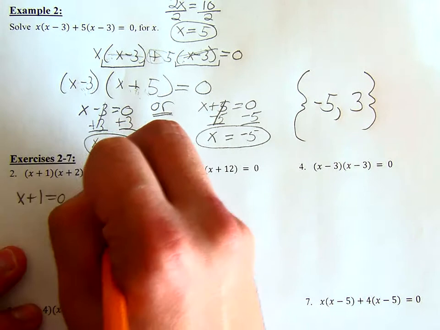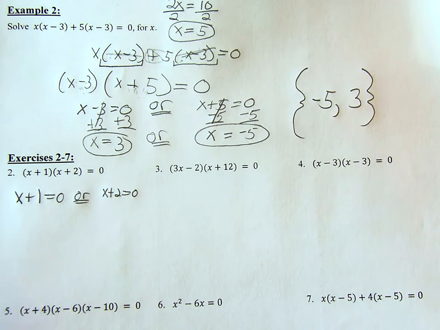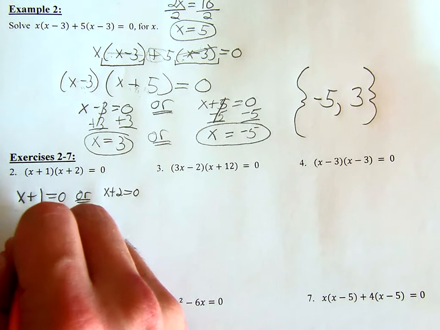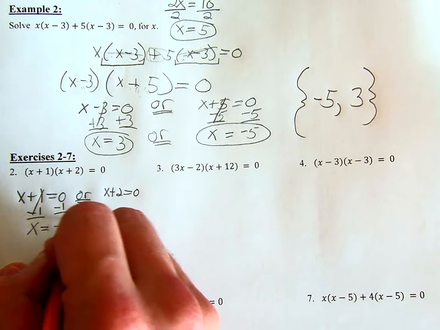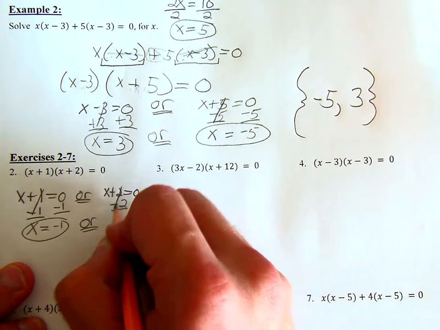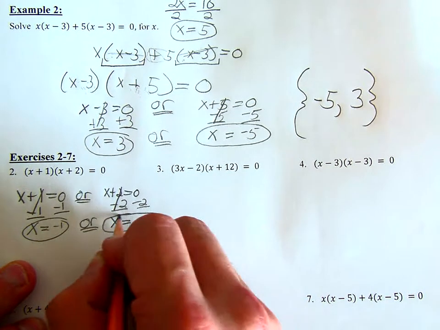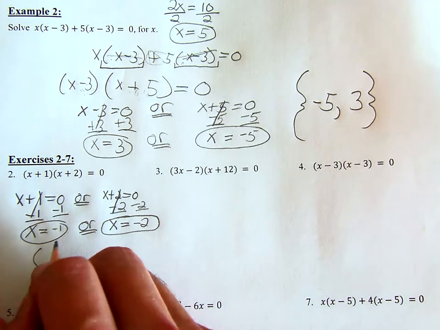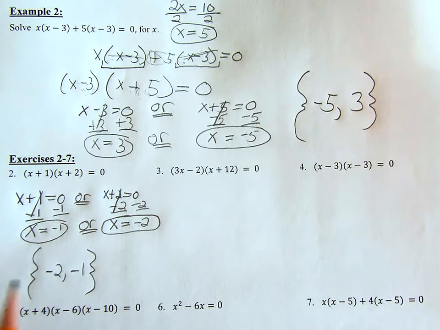Or we'll get that x plus 2 is equal to 0. So then what we have to do is solve the first one. We have x plus 1 is equal to 0. So what we could do is subtract 1. So we get that x is equal to -1. Or if we subtract 2 on both sides, we'll get that x is equal to -2. So our solution set would be -2, -1. Because remember, we have to write in set notation from least to greatest.